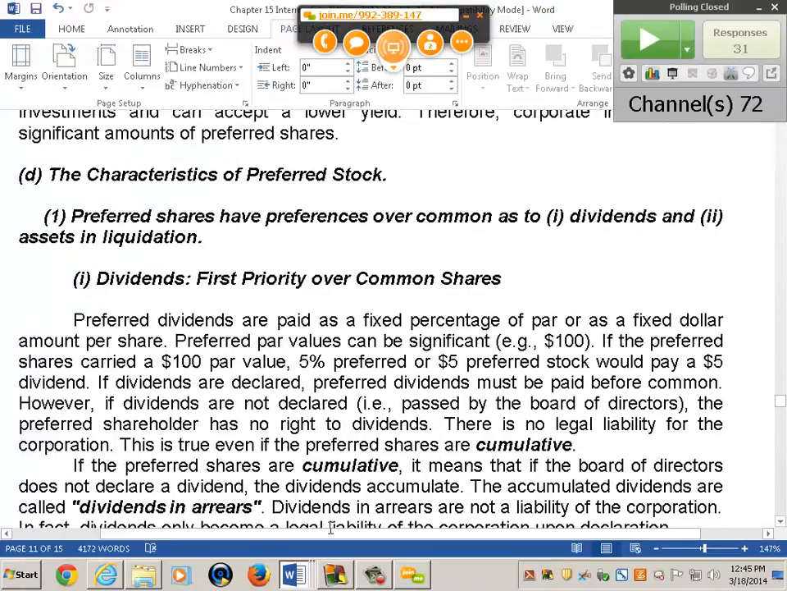Now, here are the preferences. Why do we call preferred preference or preferred stock? It has priority over common as to dividends and assets in liquidation. And when we look at the dividend preference, first of all, the dividends have to be declared. So it simply means that if dividends are declared, preferred shareholders will get dividends before common stockholders. But if dividends are not declared, there is no liability to pay those dividends, even if the preferred stock is cumulative.